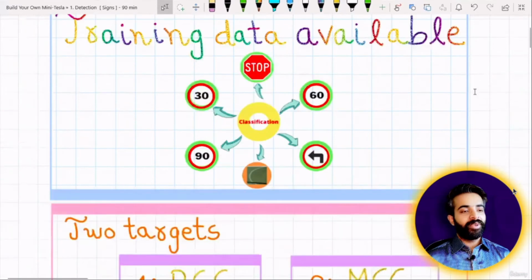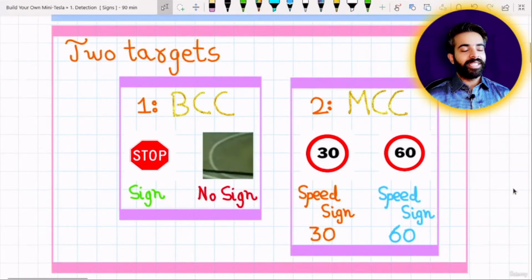The two targets that we want to achieve in the classification algorithm are shown here. First is that we want to separate out the signs from everything else. This is known as a binary classification problem. Once we have separated out the signs from everything else, we are ready to categorize those signs into separate categories. This is known as a multi-class classification problem. For example, we want to create a separate class for speed sign 70 and a separate class for speed sign 80. So these are the two targets that we want to achieve in the classification algorithm.